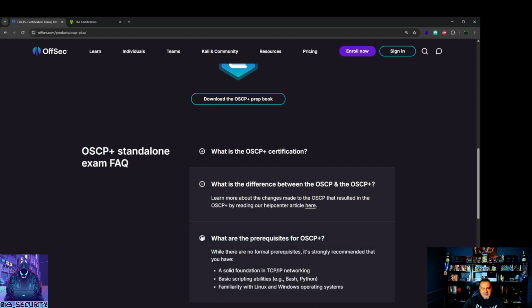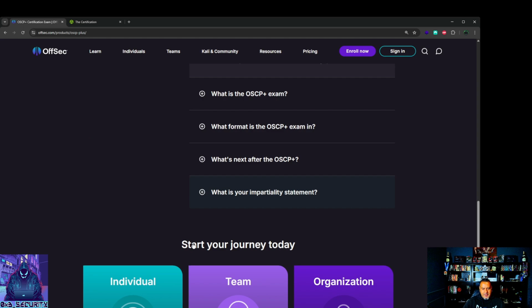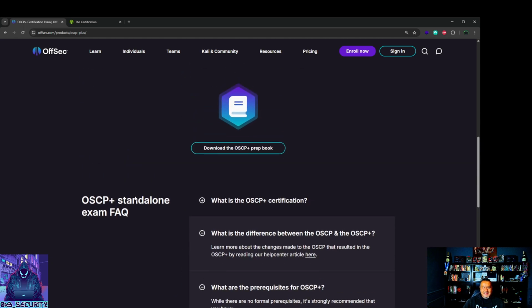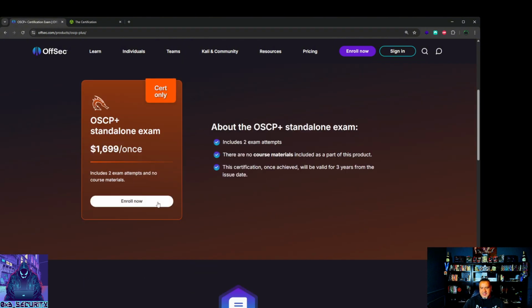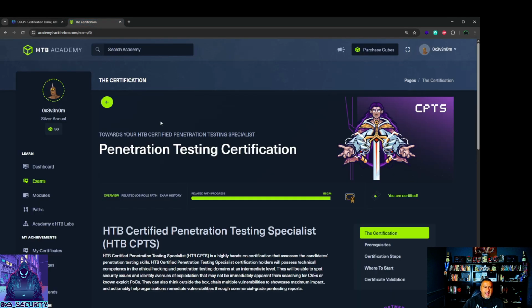So what are the prerequisites for OSCP? Still pretty much, everything's pretty much the same. So yeah, that's where I stand on the OSCP. I'm not talking about their other certs. When I talk OFSEC, I'm talking about mainly the OSCP, because people look at that as a standalone to come in.